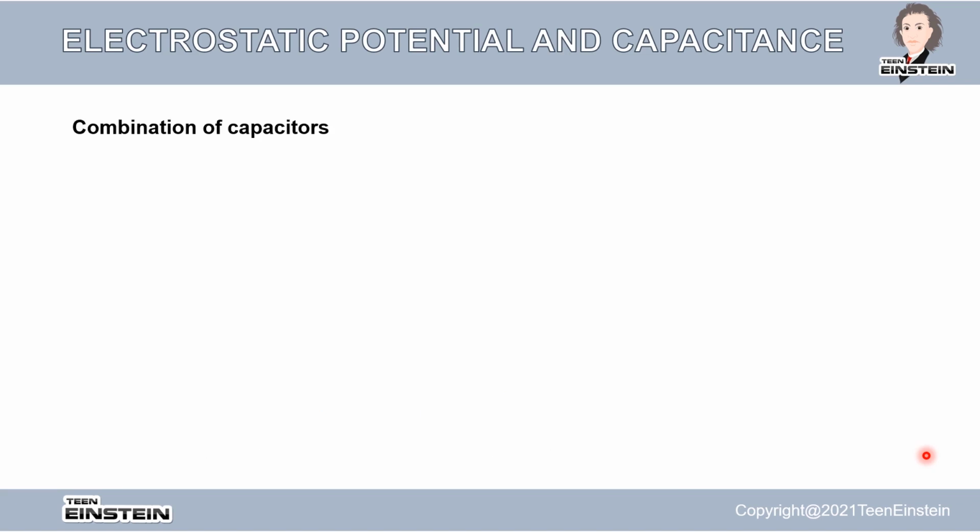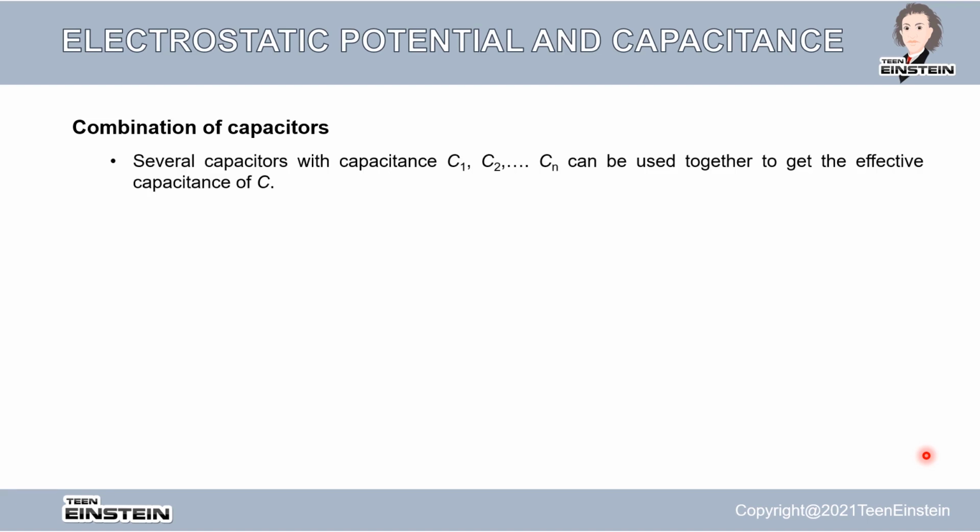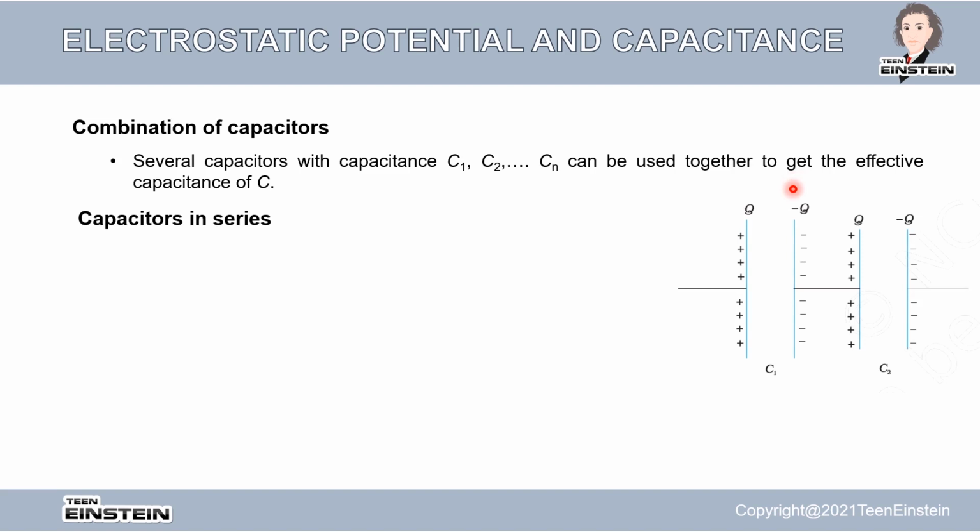Okay, so now we already talked about parallel plate capacitor. We derived the capacitance of a parallel plate capacitor, and then we derived the capacitance when there is dielectric. Now we are going to use these capacitors in combinations, like in series and parallel combinations. So several capacitors with capacitance C1 to Cn can be used together to get effective capacitance of C. So we will just put these capacitors in series. So this is the series combination.